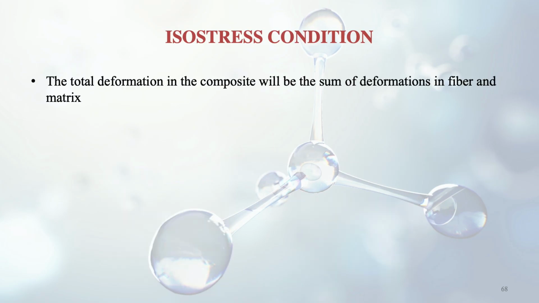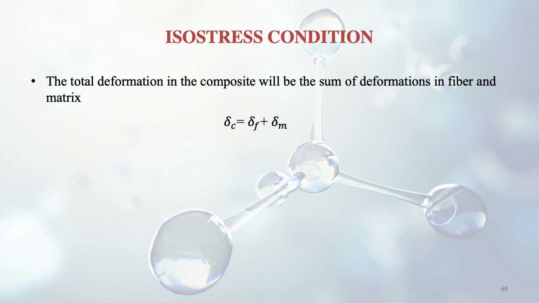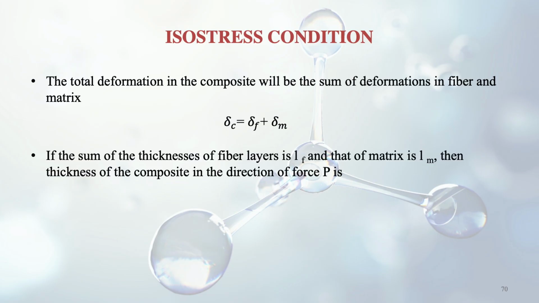So total deformation in the composite will now be given as the sum of deformations in the fiber and the matrix. Earlier delta was same for both the matrix and the fiber, but here it is different. So now delta C will be given as delta F plus delta M, meaning the strain of the composite is equal to the sum of the strain of the fiber plus the matrix. If the sum of the thickness of fiber layers is LF and that of the matrix is LM, where F and M both are in the subscript, then thickness of the composite in the direction of force P is given as LC is equal to LF plus LM. This is very simple, total length.